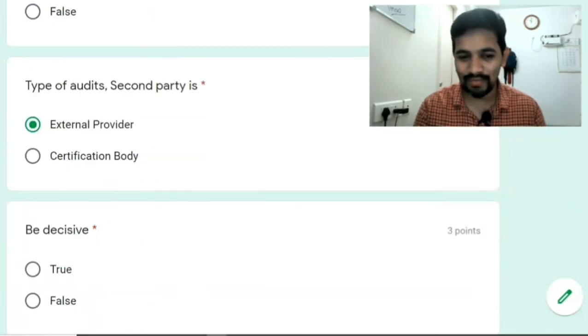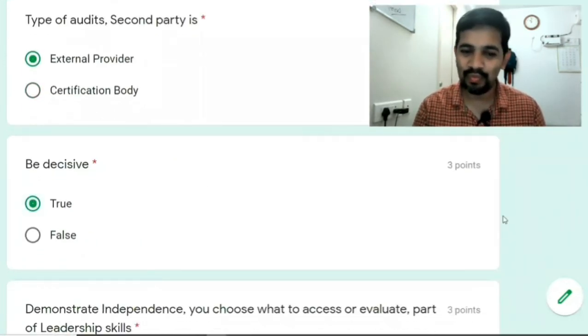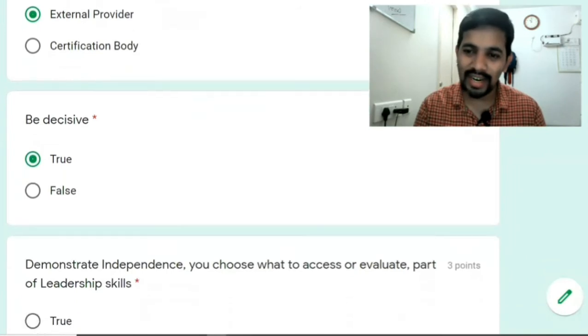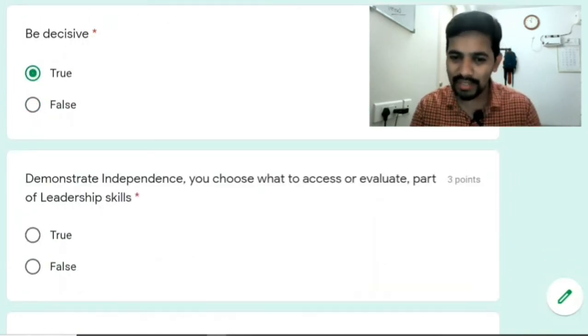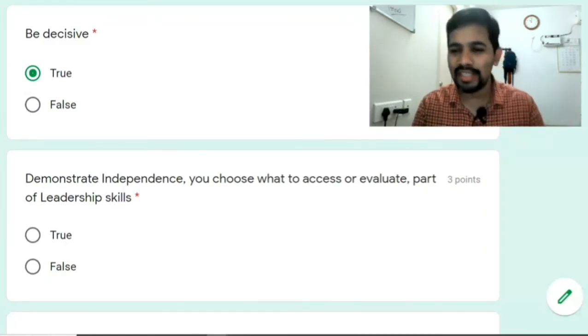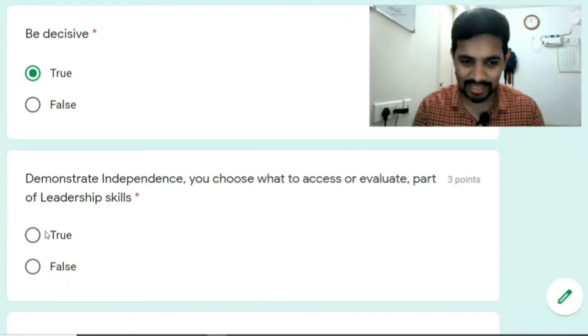Be decisive, right? True. As an auditor, you should be able to take a decision. Demonstrate independence. You choose what to assess and evaluate, part of leadership skills, right? Yes, true.